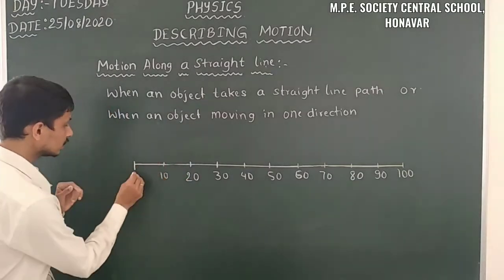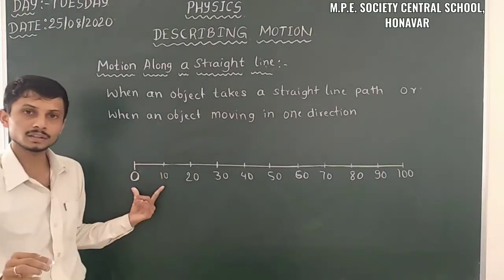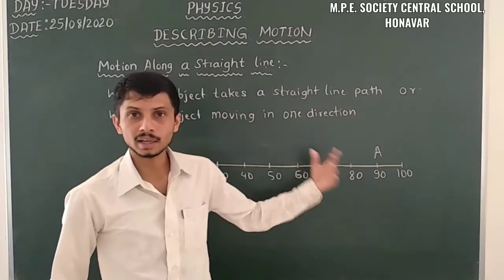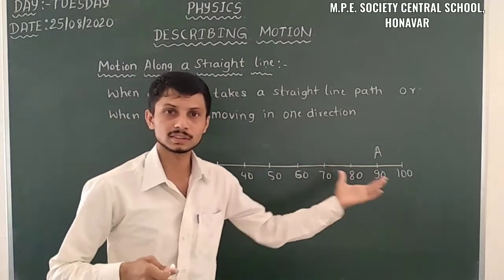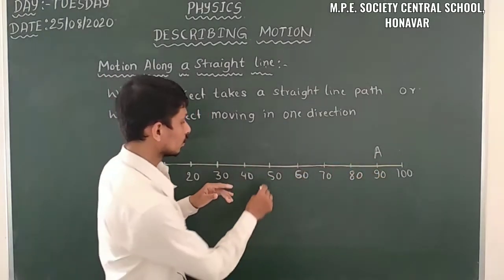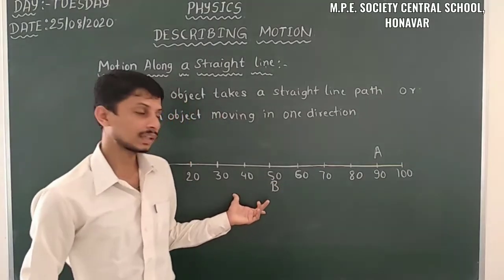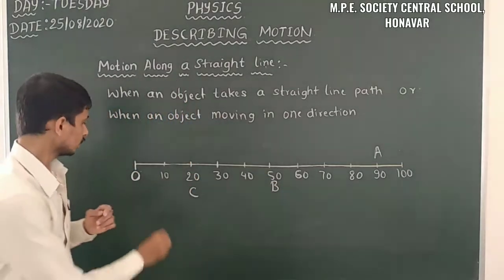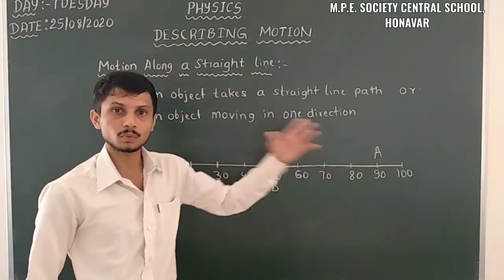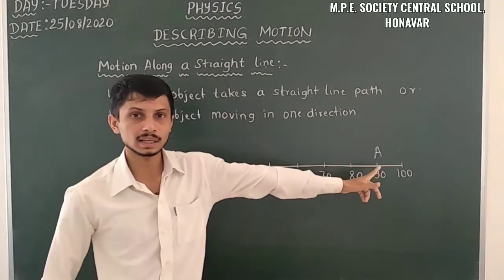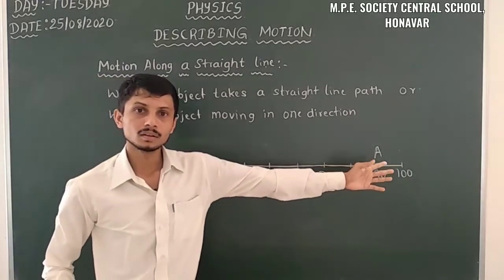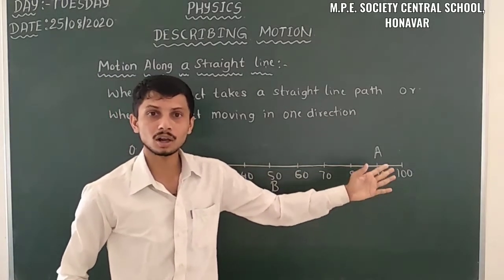When the object starts at an initial point, I will call it O. After some time it travels 90 centimeter, or 90 kilometer, or 90 meter, whatever it may be. Up to A it traveled, after that it comes back to 50, then to 20, and finally comes to the initial position. When the body moves from O to A, it is a straight line path. That means the object is in motion along a straight line.